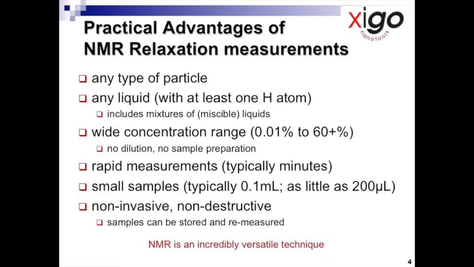Of course, it depends upon the sample under investigation and the precision required, but it's typically less than 5 minutes. Only a small amount of sample is necessary, around 0.1 milliliter. And importantly, the technique is non-invasive and non-destructive. This means that samples can be stored in the NMR tube and then reanalyzed at any later date. NMR is indeed a very versatile technique.